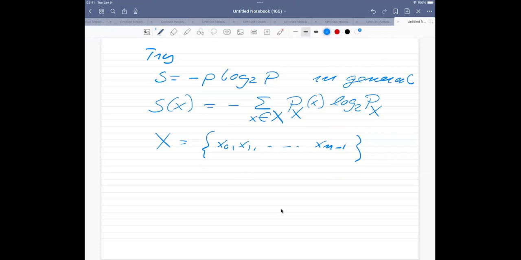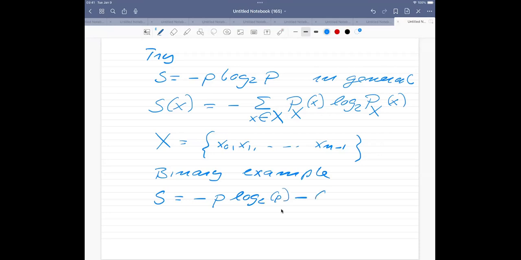And this is now given by, so this expression here, if we now go back to the binary example, I have two possibilities. I have my true and my false. So that means that my S is now given by minus P, this is my true case, P, minus 1 minus P. And P is a variable which now runs from 0 to 1. And then log 2 of 1 minus P. Okay?